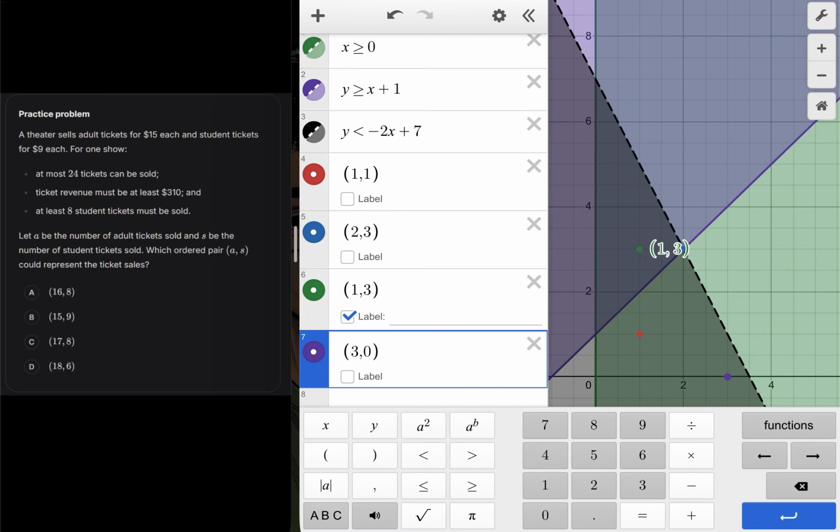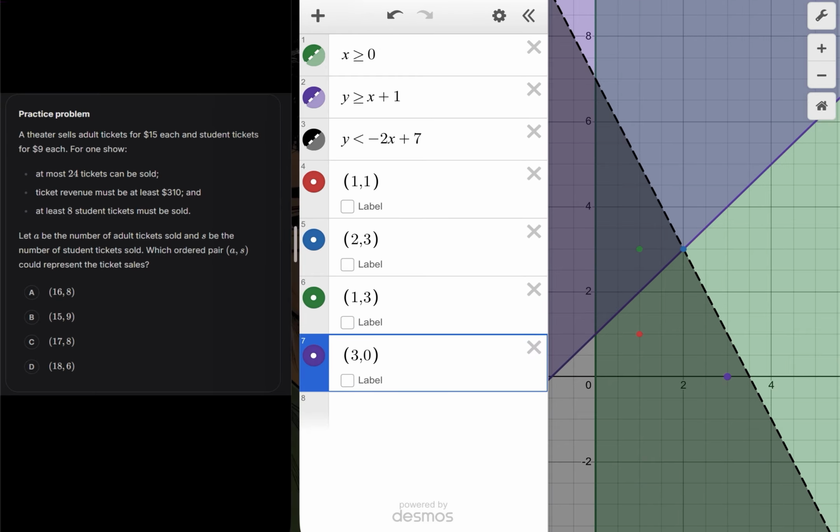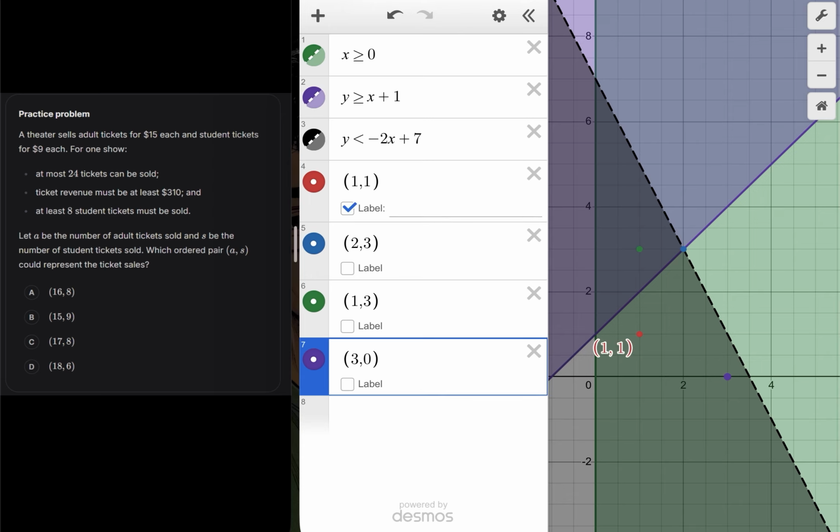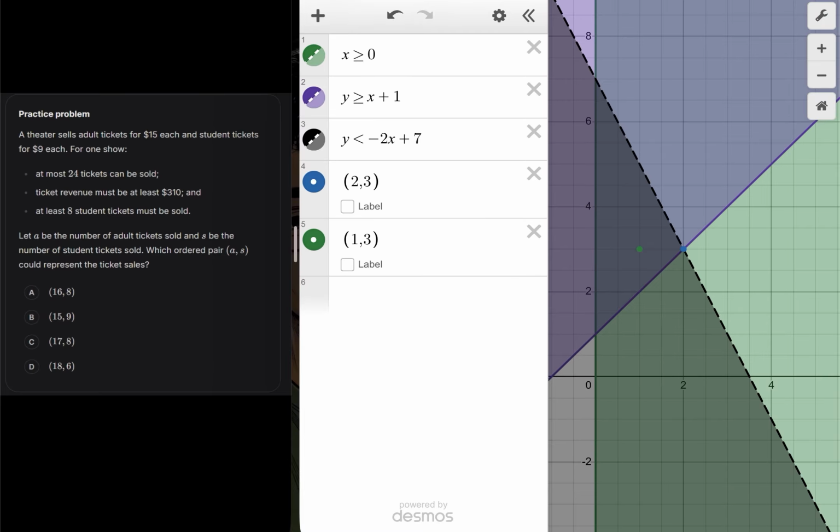A common mistake is that you choose a point that lies in two shaded regions, but not the third one. So, for example, if you look at that red point, that lies in the green region and the black region, but it does not lie in the purple region, right? So that's one way you can just say, nope, that's not the right answer. So once again, look for the point that lies in all those regions.